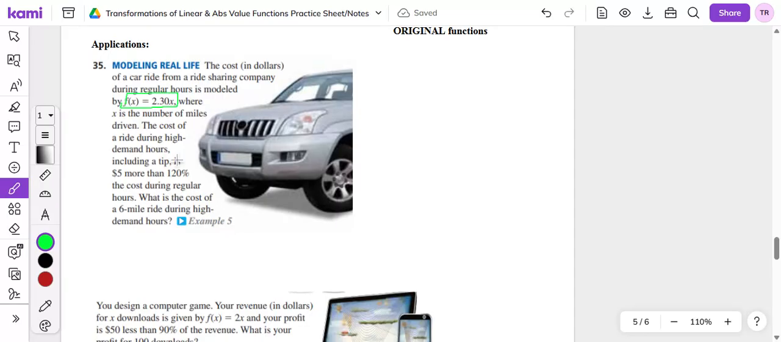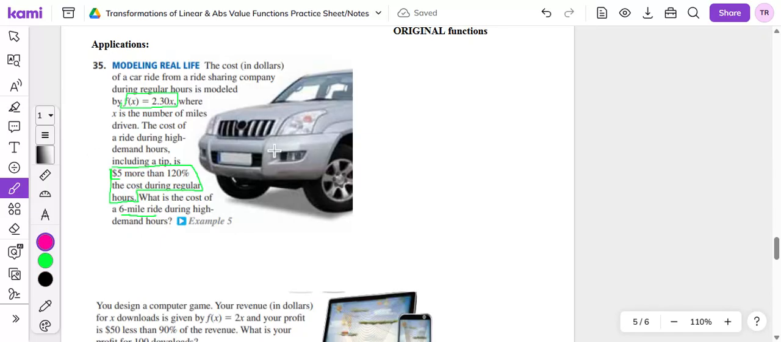The cost of a ride during high demand hours includes a tip of $5 more than 120% of the regular cost. What is the cost of a 6-mile ride during high demand hours? Okay, so we all know this, right? They can do surcharges during high demand hours or high demand places. If you ever left a concert or a sporting event, you know sometimes they jack up those prices of the ride shares to get you home. So let's talk about that for a moment.